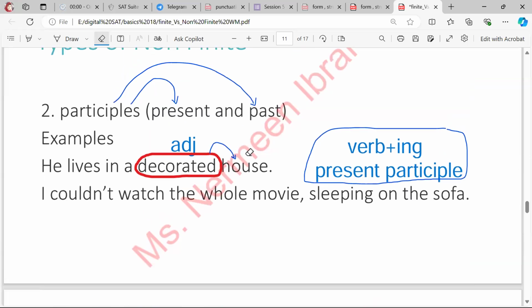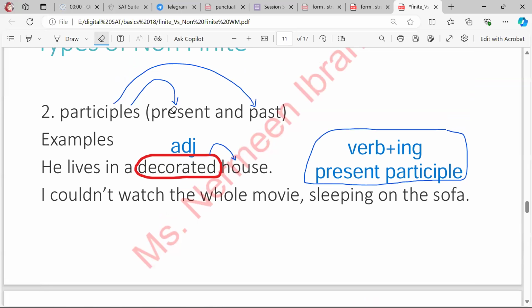Okay, that's the present participle. How about the past participle? The past participle is the form of the verb in, like, as you can see, past, the third form of the verb, but acting as an adjective. Acting as an adjective. Look here.